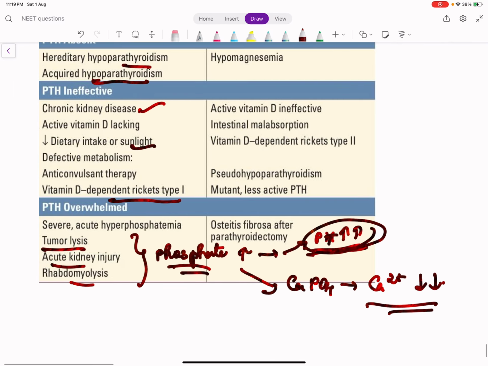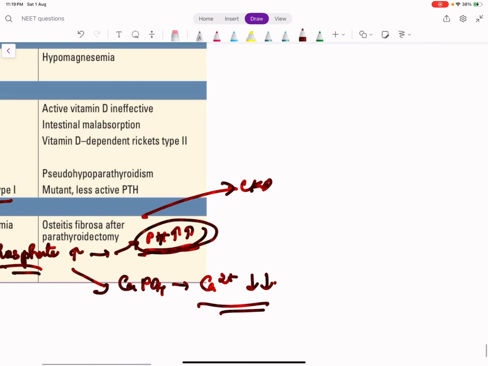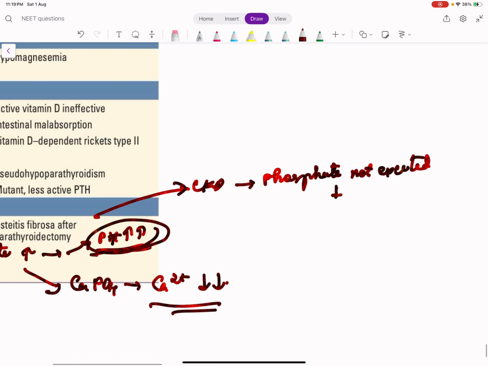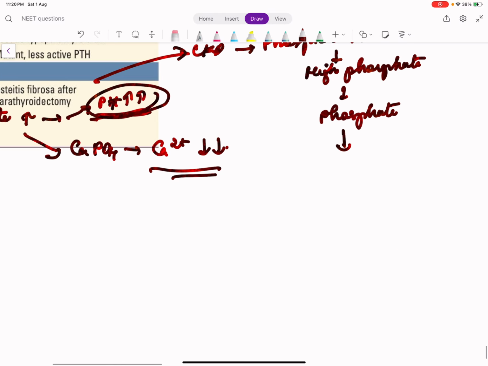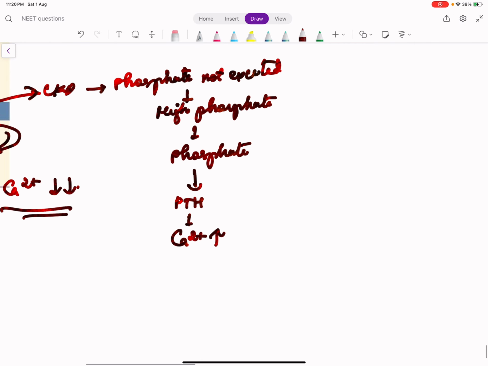So that is why in CKD, phosphate is not excreted. So phosphate levels will be high in the blood. The main trigger for parathyroid secretion is high phosphate. So phosphate increases here. So when phosphate is high, PTH is high. This PTH increases calcium. So this is called secondary hyperparathyroidism.